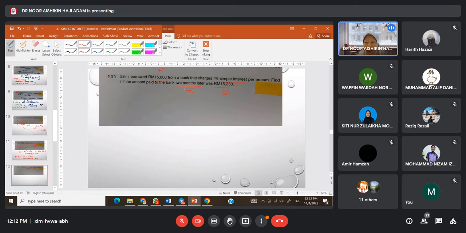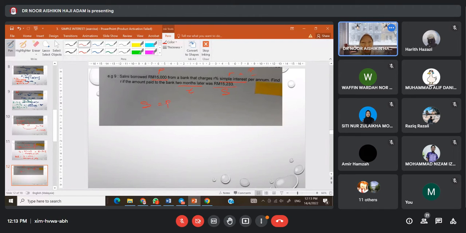So you have T, you have S, you have P, you want to find R. Betul? How do we find R? S minus P in order to find the interest. You find the interest amount first.